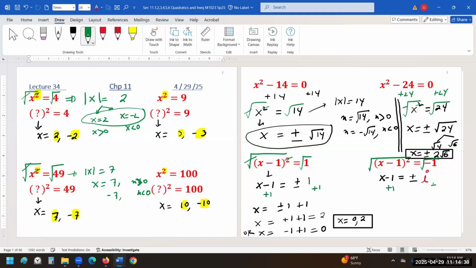And then you add 1 to both sides. So we have two choices. x equals i plus 1 or x equals negative i plus 1. Because our i has two signs, plus and minus. So plus i plus 1 or minus i plus 1. We do have two solutions, but these are imaginary solutions, not real.